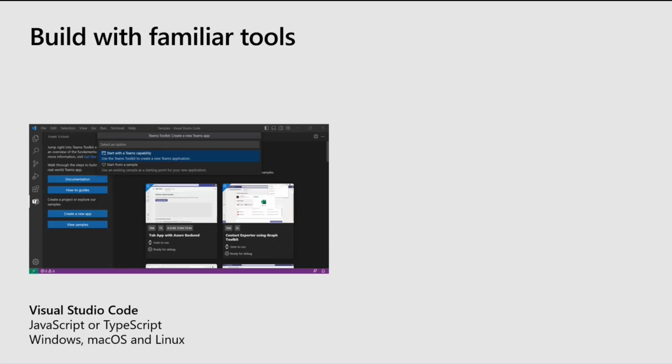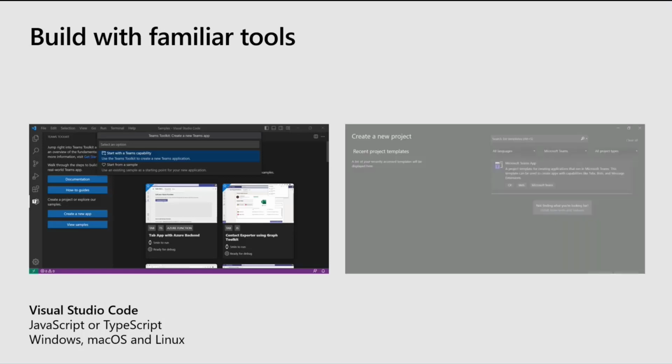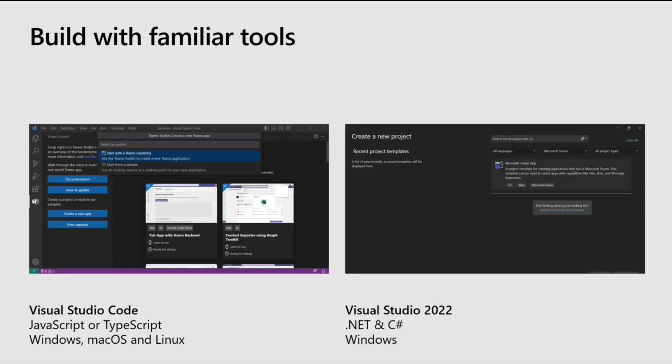So if you're a JavaScript or TypeScript developer, you're on Windows, macOS, or Linux, this is the tool for you. However, if you are a .NET developer using C#, there's also Teams Toolkit for Visual Studio 2022. You can download that now. And this is only available for Windows. But for this series, we've just been concentrating on the Visual Studio Code extension.